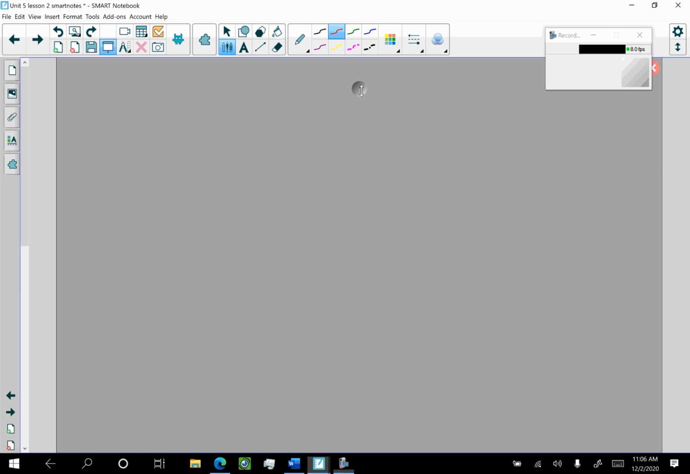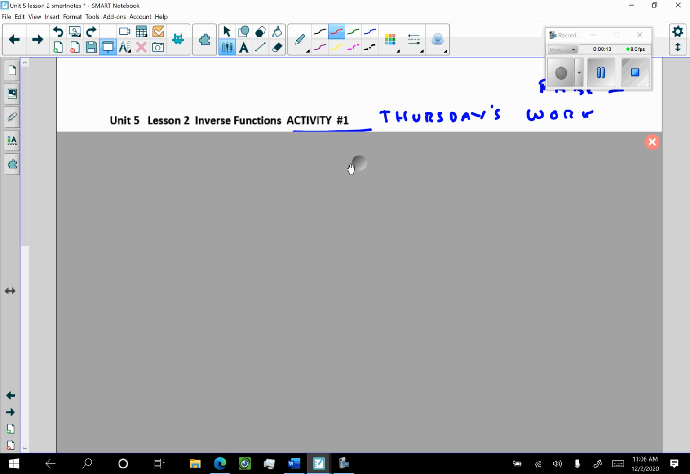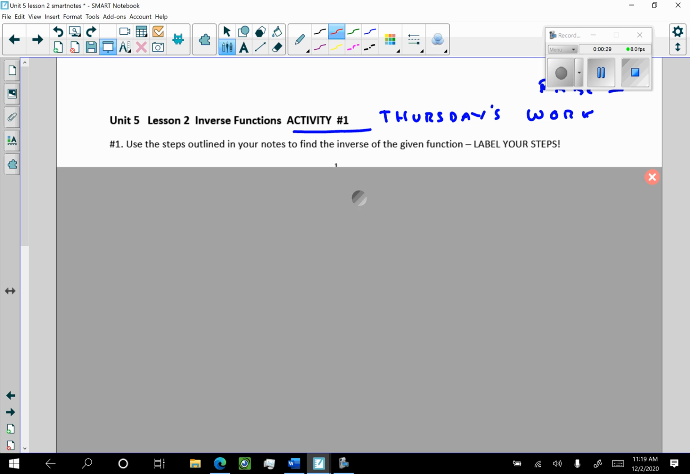Today, what we're going to do is briefly look at Unit 5, Lesson 2, Inverse Functions, Activity Number 1. This should be Thursday's work, but I'm going to help you with it. So I'm going to quickly go through the first part of this activity with you, and let you do some on your own.